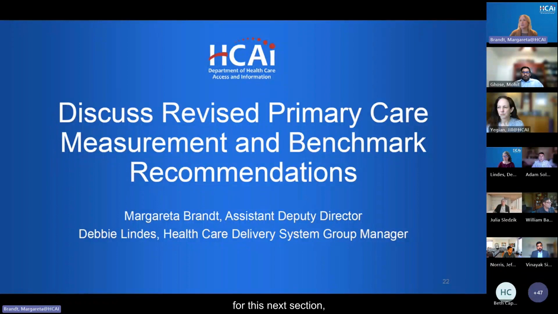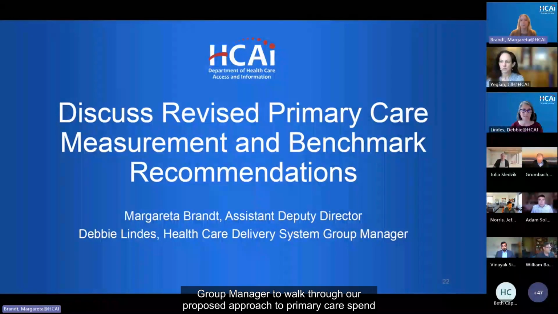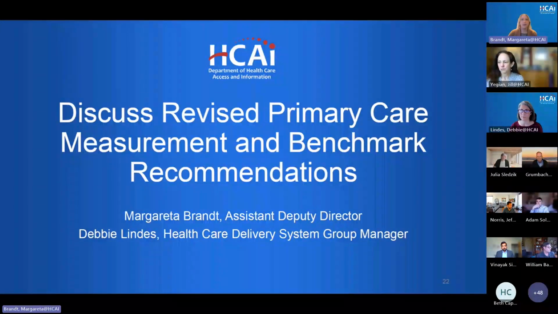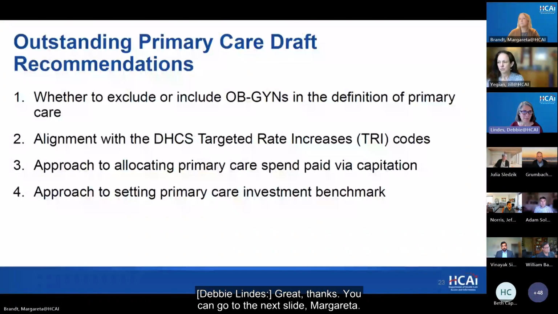For this next section, I'll initially turn it over to Debbie Lindis, our Healthcare Delivery System Group Manager, to walk through our proposed approach to primary care spend measurement. And then in the next section, we'll share also our investment benchmark proposal. So go ahead. Great, thanks. You can go to the next slide, Margareta.